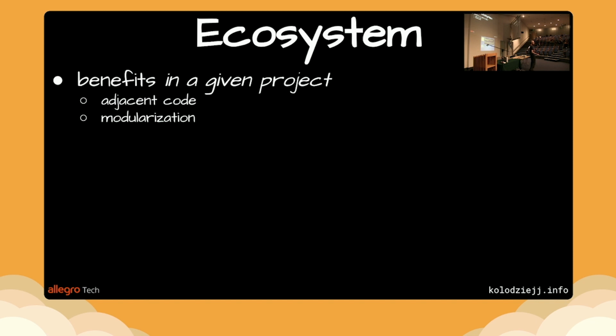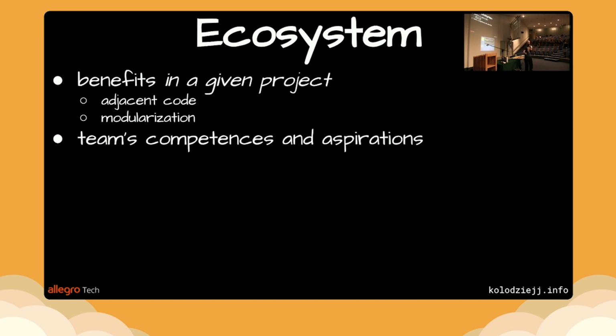Modularization of your system helps, of course. You can split your system so that you can have number crunching in Scala and some machine learning stuff in Python just next to it, passing the data through some storage. That's a common thing, I think. Also, think about your team's competences and what your team wants to learn in the future. What does it want to maintain?